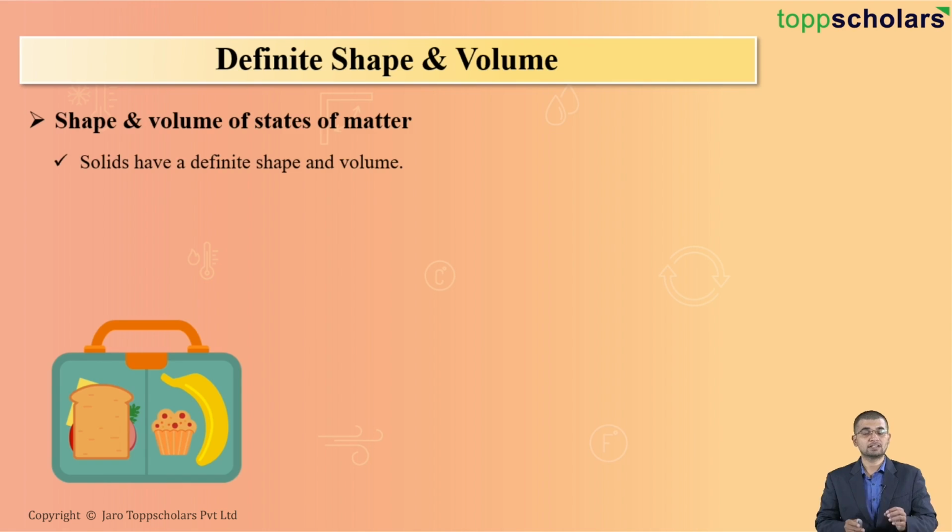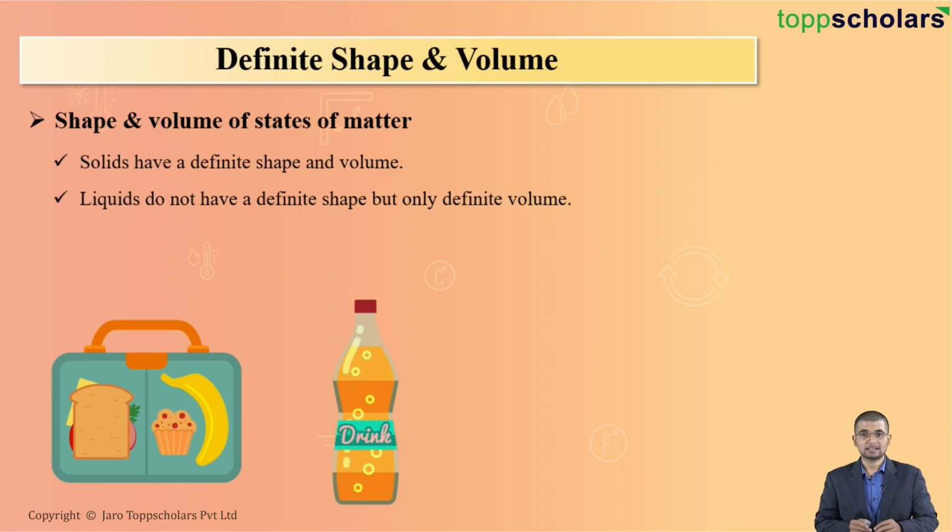Solids have definite shape and volume. For example, a lunchbox. But what do you mean by definite shape and volume? It simply means that they cannot change their shape or volume by themselves. Liquids, on the other hand, they have definite volume but they do not have definite shape.